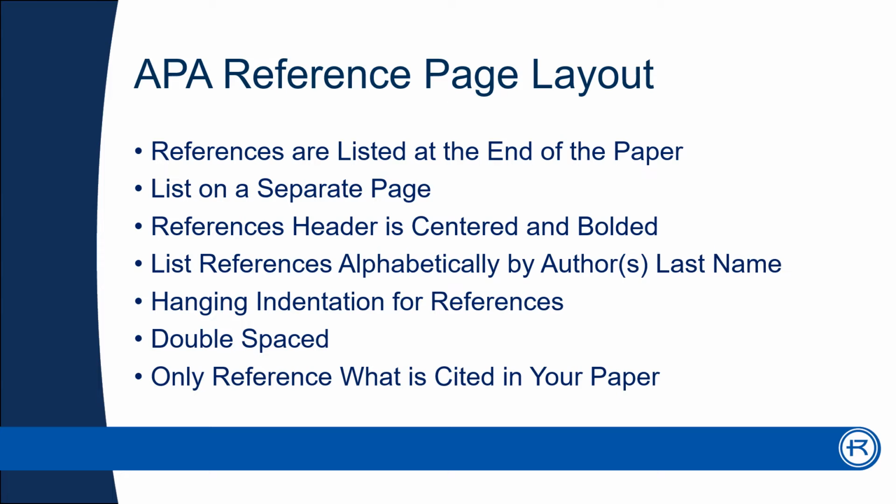References are always listed at the end of the paper. You always list them on a separate piece of paper at the end of the paper. Reference header should be centered and bolded. You list references alphabetically by author's last name. You use a hanging indent for every reference that goes on a second line. It should be all double spaced, and you should only reference what is cited in your paper.